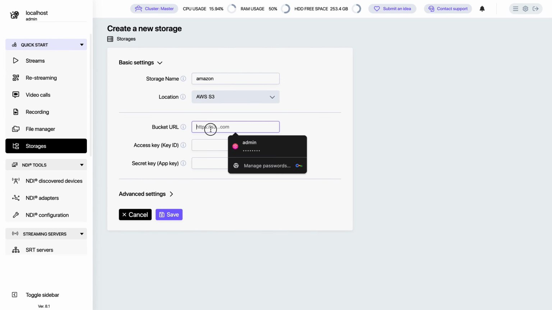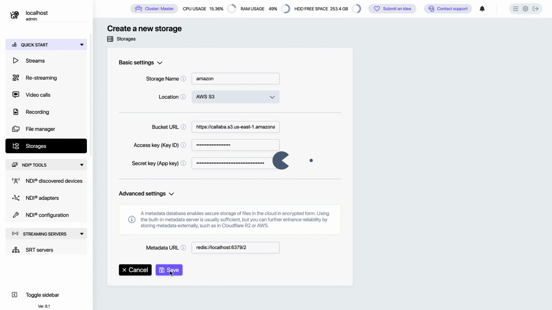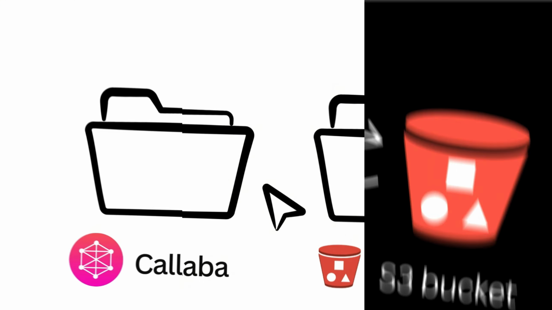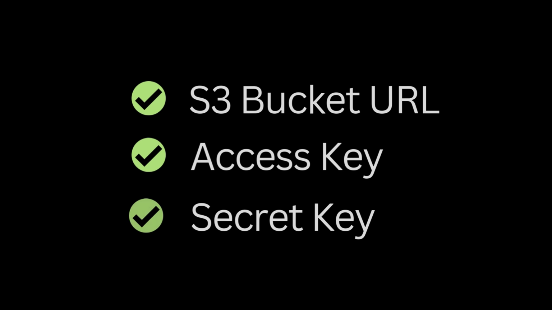Hi, in this tutorial, I'll show you how to connect an AWS S3 bucket to Callaba so you can transfer your video files to it. To connect Callaba with S3, we'll need three things: S3 bucket URL, an access key, and a secret key.